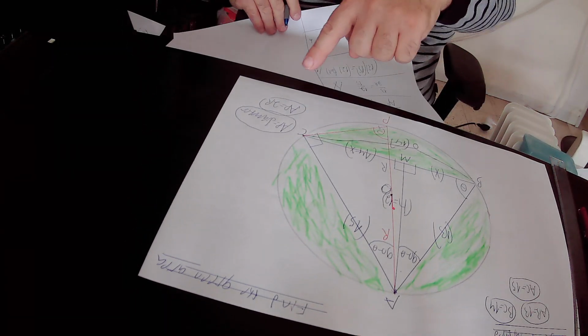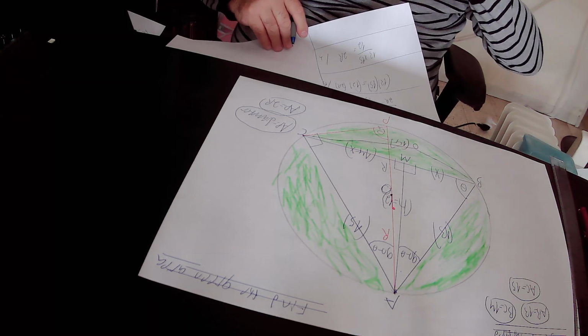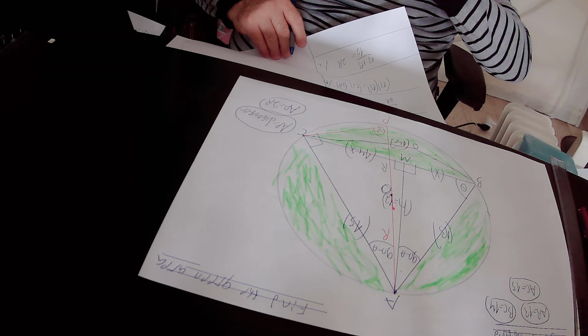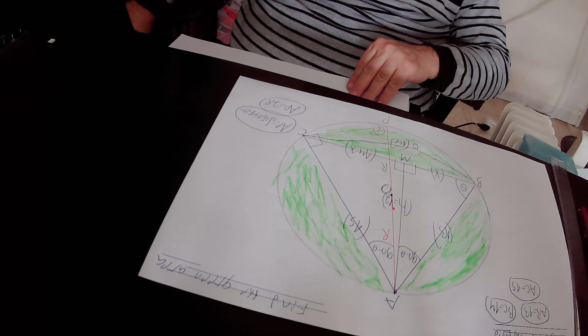Repeat again, the area of the green shape equals the area of the circle minus the area of triangle ABC. So I write it down again.